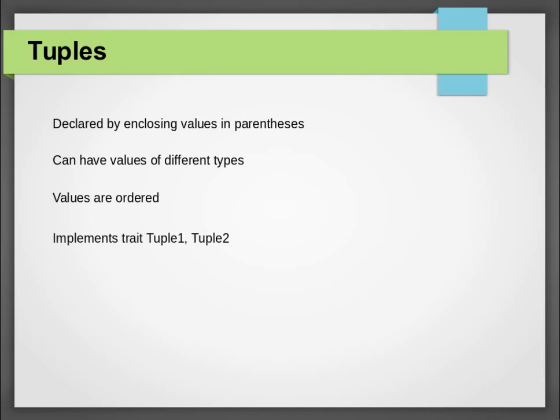Tuples are different from collections. All collections in Scala and in Java implement interface Iterable. Tuples rather implement a set of traits, Tuple1, Tuple2, and so on, based on the number of values in a tuple. Traits are like interfaces in Java. Let us see tuples in action now.